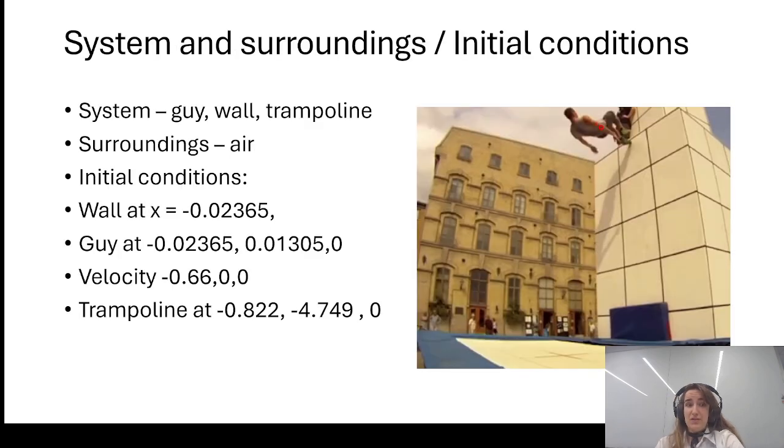System and surroundings, initial conditions. You can see the setup in the picture. The system is the guy, the wall, and the trampoline. The surroundings are the air. For initial conditions, the wall is at these x coordinates, you can see that. The guy is at these coordinates, with this velocity, as you can see there. The trampoline is at these coordinates, you can see there.